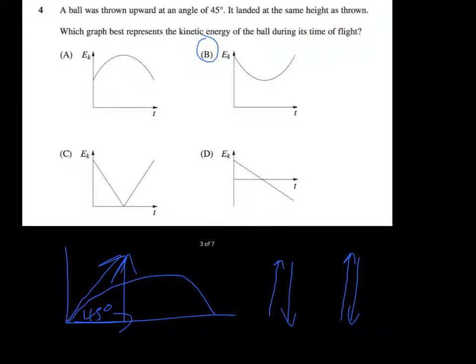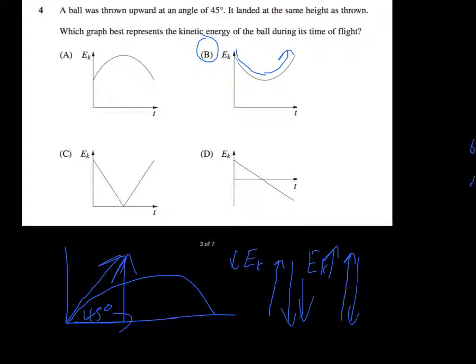So on the way up, kinetic energy is being lost. And then it reaches a minimum kinetic energy, and then the kinetic energy increases. So kinetic energy goes down as it gets higher, and then on the way down, the kinetic energy increases. As you go down, the kinetic energy increases. So that shows here.